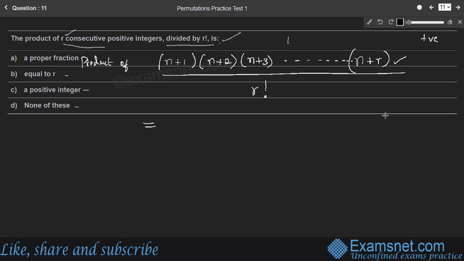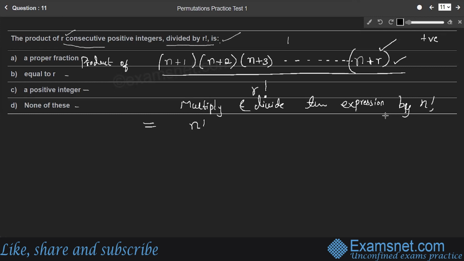Here we'll consider n plus r as the last term. Here the first term is n plus 1. We just multiply and divide this expression by factorial n. There will not be any change in the value.